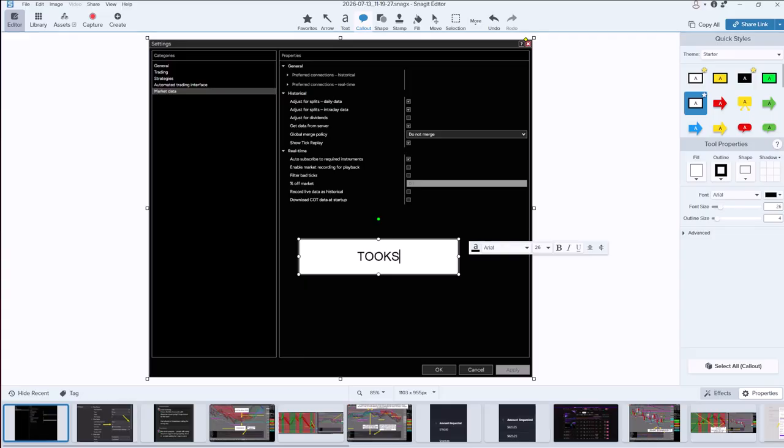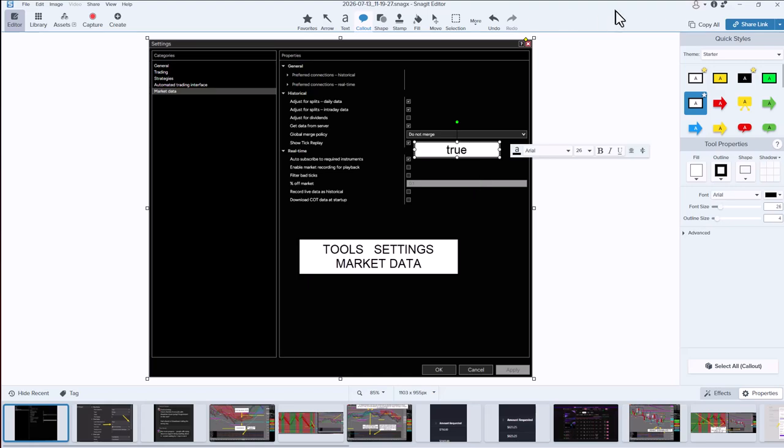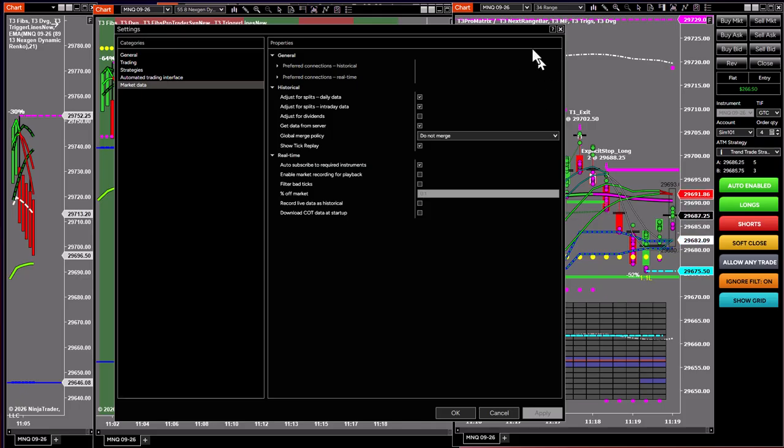So tools, settings, market data, show tick replay. That'll get you straight. And it'll show up on your chart.